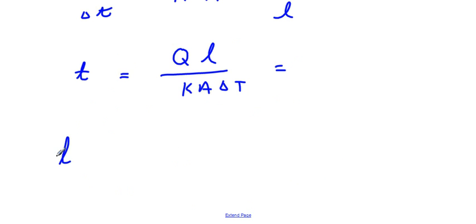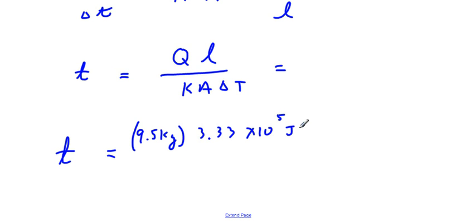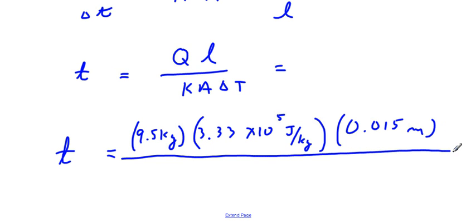okay, so we'll just put everything in the equation and see what we get. So I've got 9.5 kilograms of ice. I've got 3.33 times 10 to the fifth joules per kilogram required to melt the ice. I have a thickness of my container, 1.5 centimeters. That's my L. The K of the styrofoam is twice that of air, so 2 times 0.023 joules per second meter degree centigrade times the area of the box.